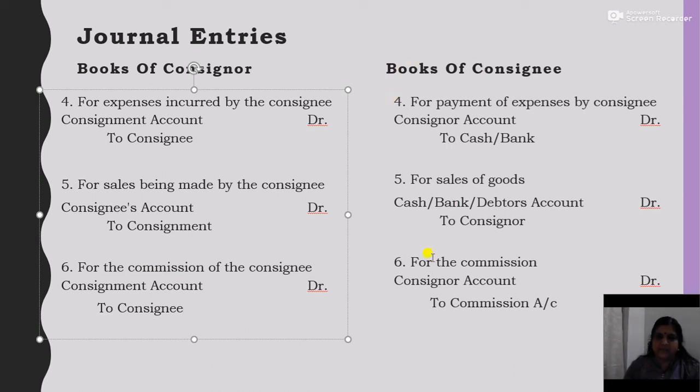Okay. Then in the books of the consignee, consignor's account debtor to commission. So commission is the income to be received. The commission is the amount to be paid by the consignor to the consignee. So the journal in the books of consignee is consignor account debtor to commission.